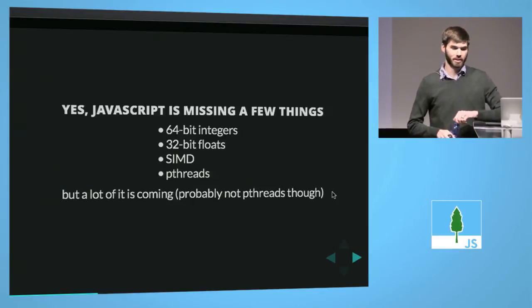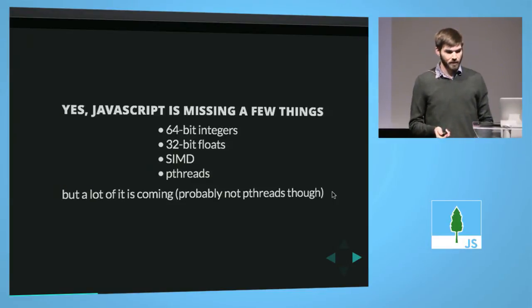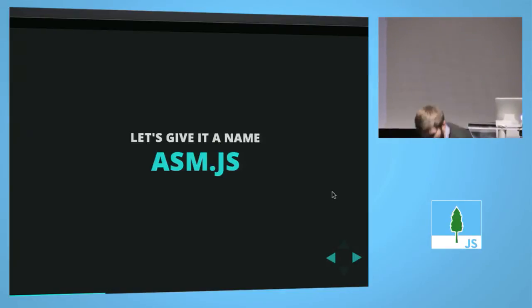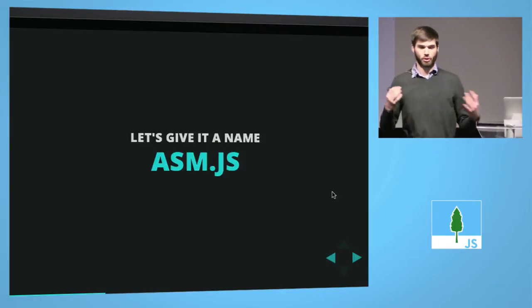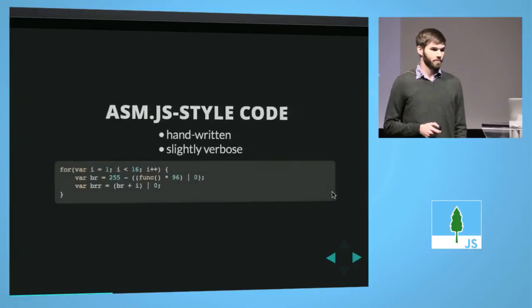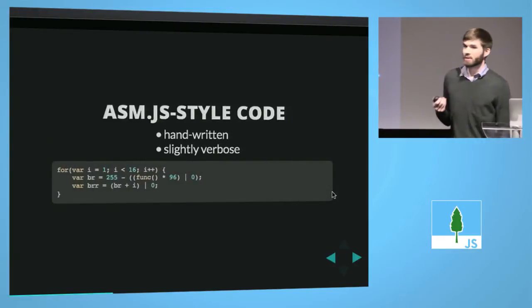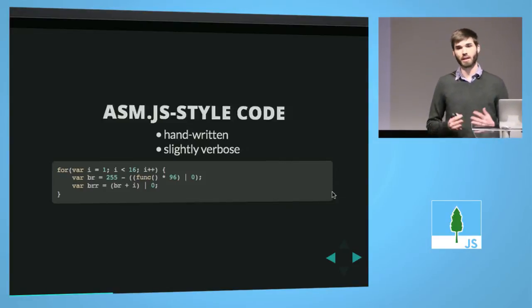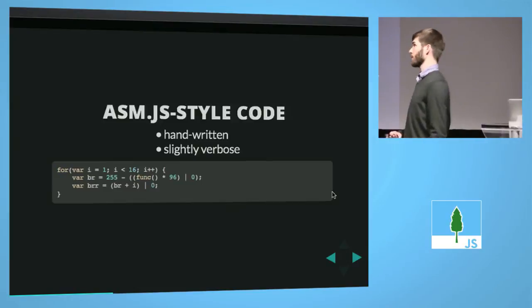So about a year ago, they sat down and said, let's give this a name, and that's what asm.js is. This has kind of been a slow evolution. This isn't something new that Mozilla just came up with out of the blue. So I think asm.js, as a name, has become somewhat overloaded. And I think it's kind of a good thing, but I just want to clarify it.